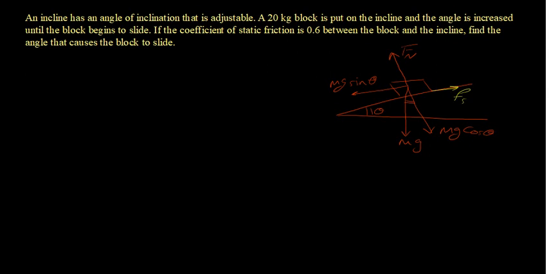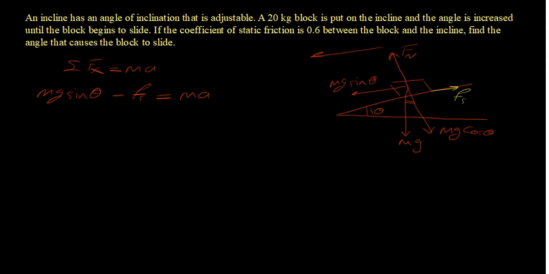Okay, now let's deal with the equation. If I take the total forces on the x-axis, it will be equal to ma. That's from Newton's law. Now what forces do I have on the x-axis? The motion is going downward, so it's sliding downward. So the mg sine theta will be positive. mg sine theta minus the static friction force equals ma.